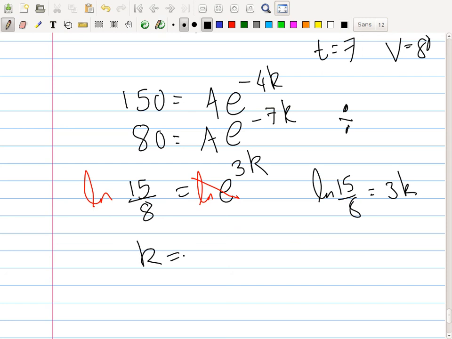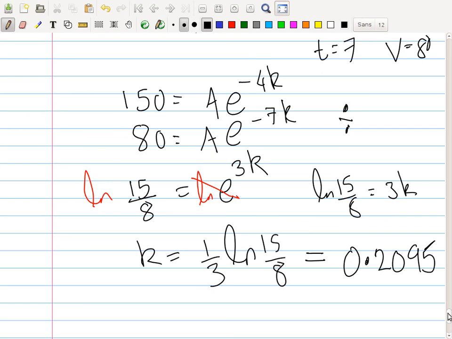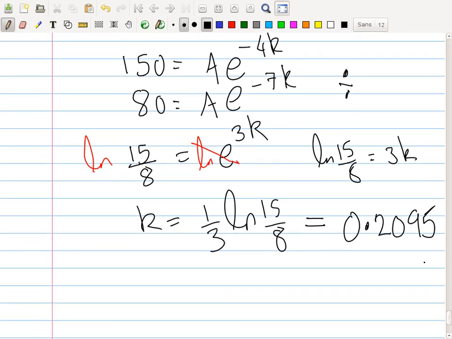So I get k equals 1 over 3 log 15 over 8, which equals, Mustafa or somebody, can you type this in, please? Yeah, the whole thing. Yeah, it's 15 over 8. 0.2095. Okay, 0.2095. What's after the 5? 36. Okay. Yeah, we'll leave it there.